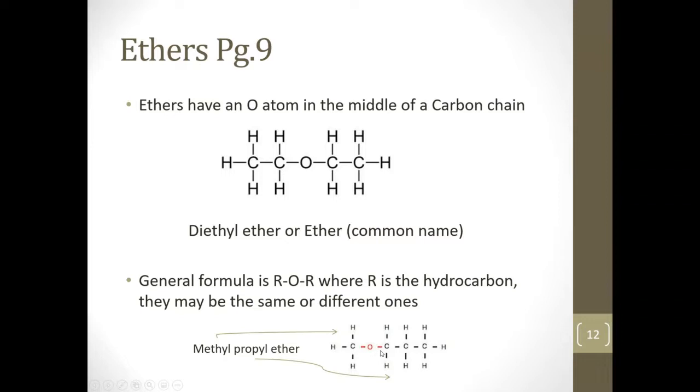Here I have a propyl group here and a methyl group here. So this will be methyl propyl ether, and again, distinguished by that oxygen in the middle or somewhere in between the ends of the chain.